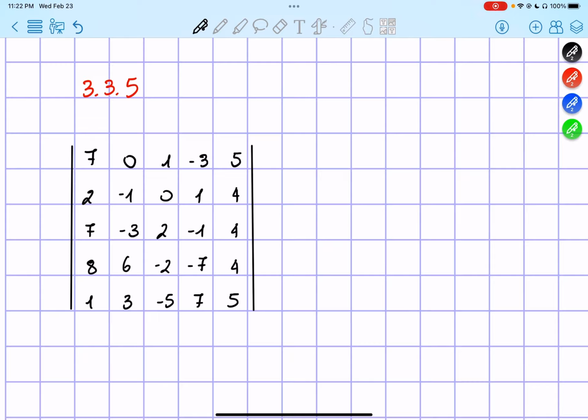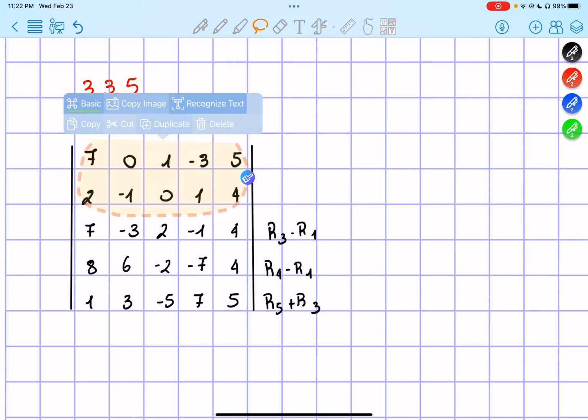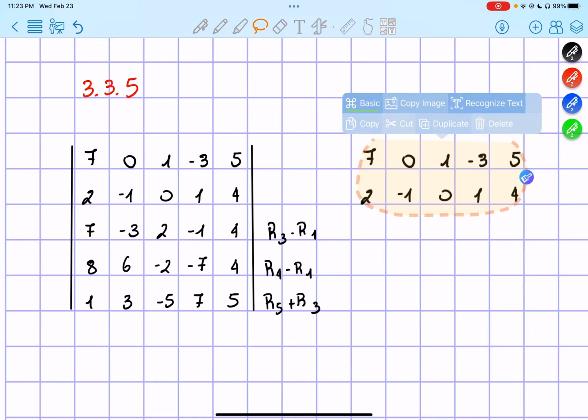So I'm going to start with saying row 3 minus row 1 and row 4 plus row 3. I like that. And then let's see if I can do something else that might help me. Yes, I'm going to do row, actually this is row 5, row 4 minus row 1. The first two rows remain unchanged, so I'm just going to duplicate them and paste them over here.